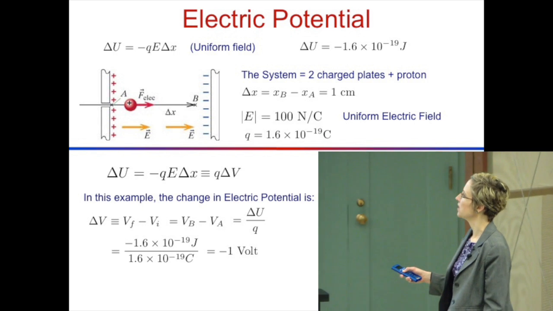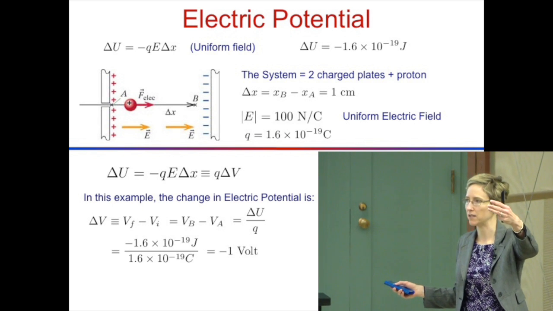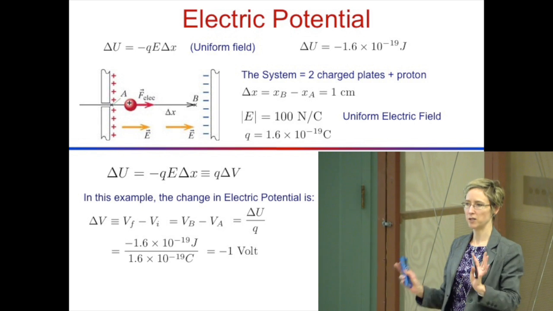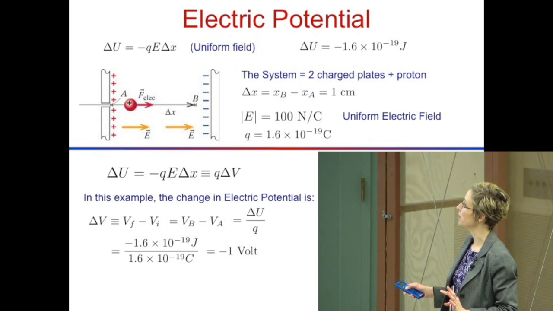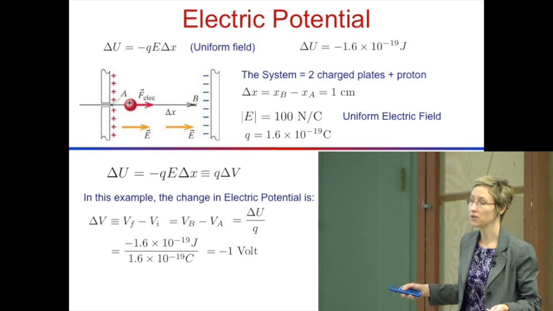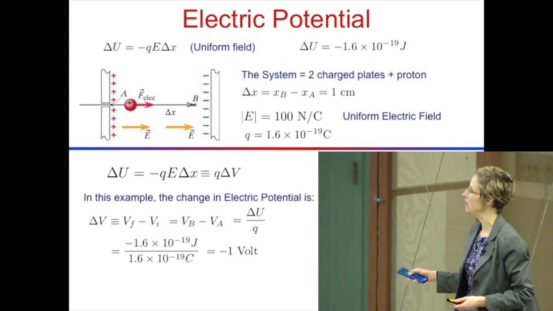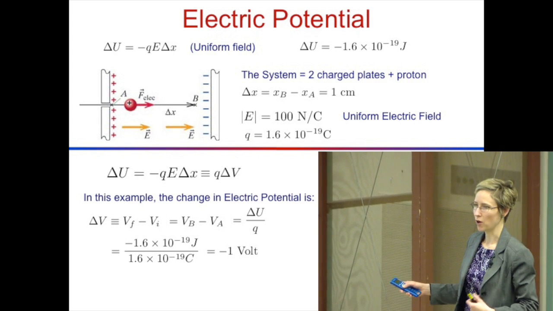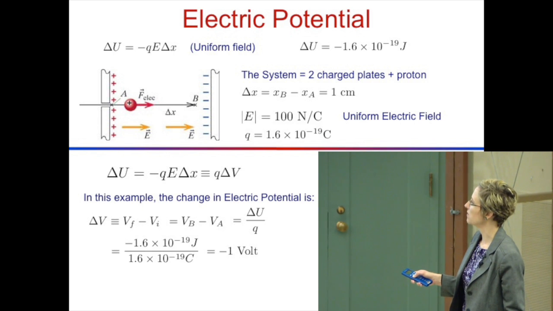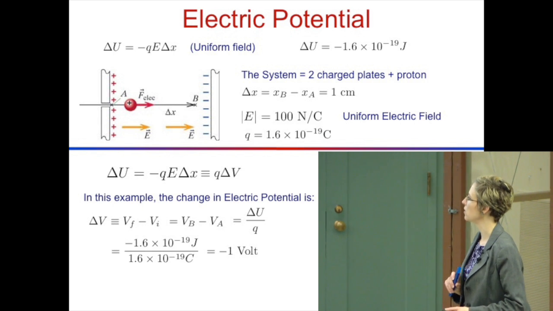So we said the change in potential energy is defined, with the three-bar equal sign meaning "is defined as," as Q times the potential difference. This defines potential difference, so I can solve for the potential difference, delta V. Delta is always final minus initial. So delta V is V final minus V initial, which in this case is VB minus VA. I'm going from point A to point B. Solving this equation for delta V, I find that it's delta U divided by Q.